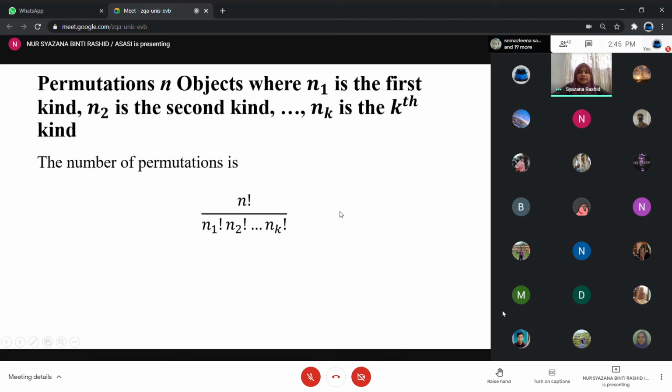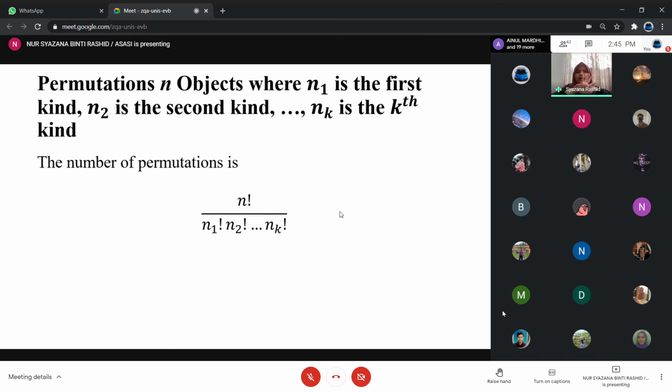Okay, last formula for permutation. Okay, for the fourth formula, kalau you notice formula number 1, 2 and 3, all the objects involved must be distinct. All the objects involved semua kena berbeza. Kalau ada buku tadi, ada 5 buku, 5-5 tu kena berbeza.